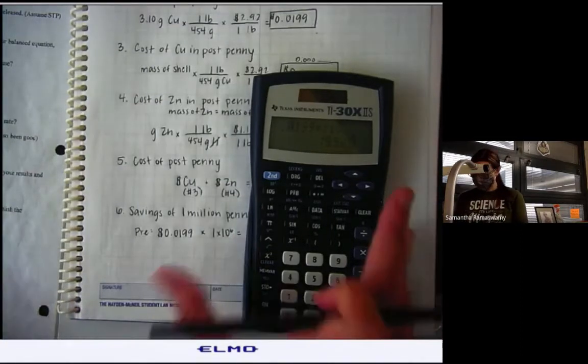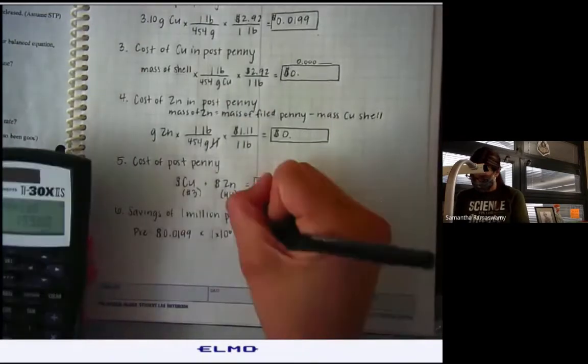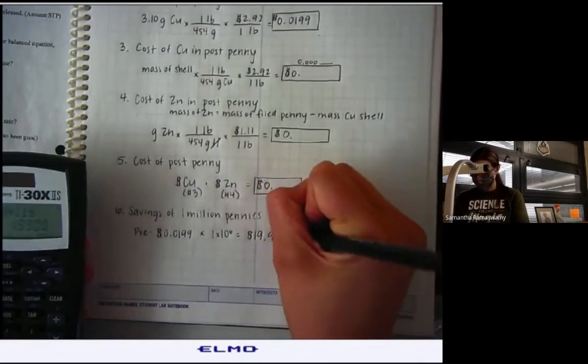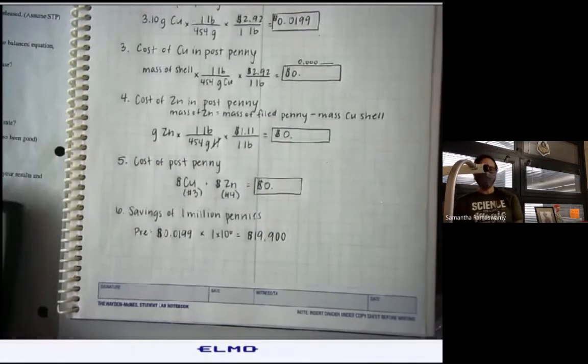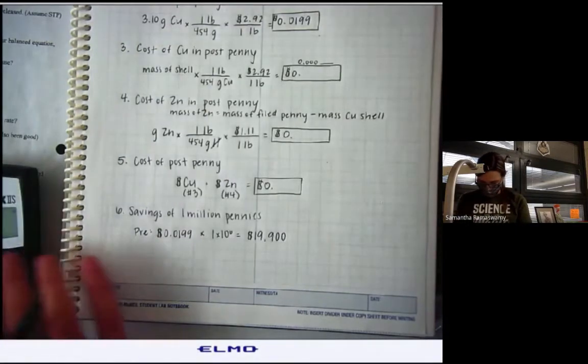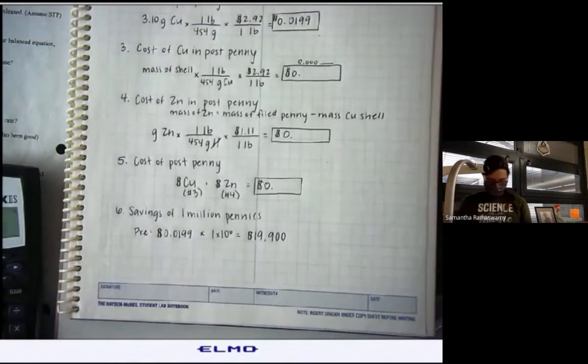So it's 19,900. That's money. $19,900 to make 1 million pre-1982 pennies. Well, 1 million pennies is actually $10,000. So the government was spending almost double to make pennies out of all copper.